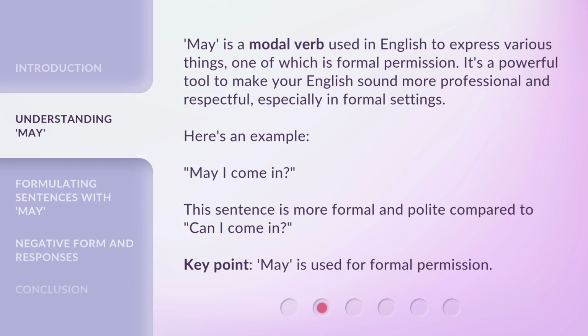May is a modal verb used in English to express various things, one of which is formal permission. It's a powerful tool to make your English sound more professional and respectful, especially in formal settings. Here's an example. May I come in? This sentence is more formal and polite compared to, can I come in? Key point. May is used for formal permission.